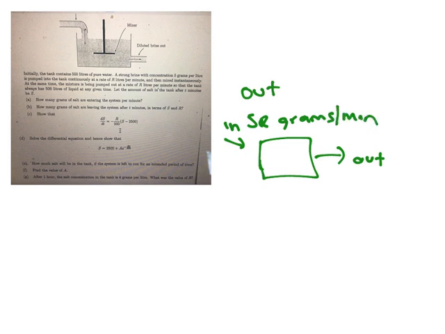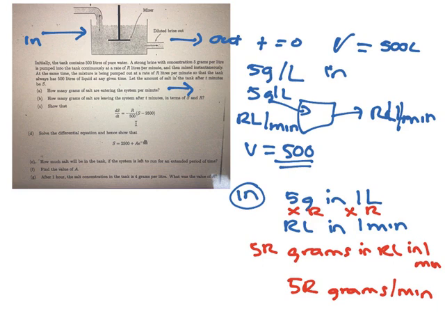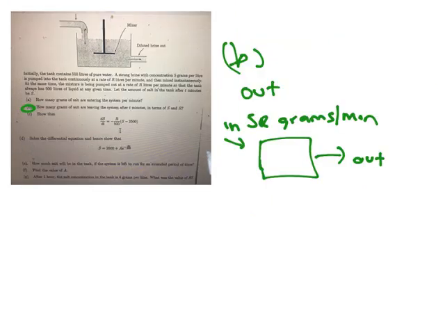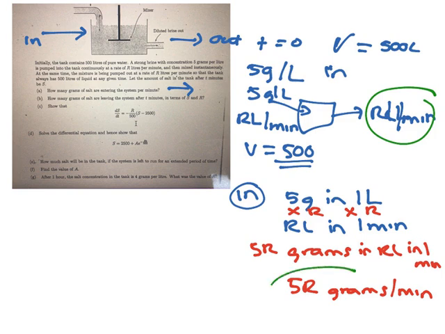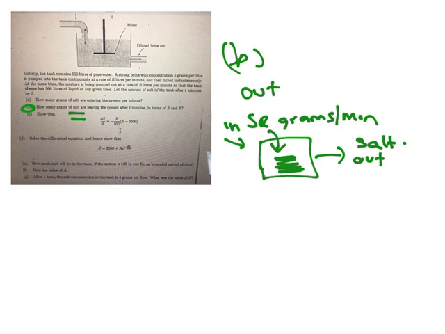So coming out of the system, this is part B we're answering here. They said that it's R litres per minute going out. But the trouble is we've put 5 grams per litre in, so there's going to be a mixture of salt and water coming out. So we're after how much salt is coming out of the system, not how much water, but how much salt. The same as before, where it was how much salt is going into the system.